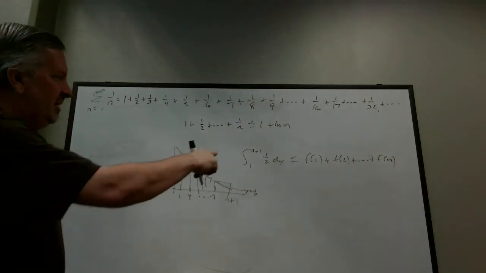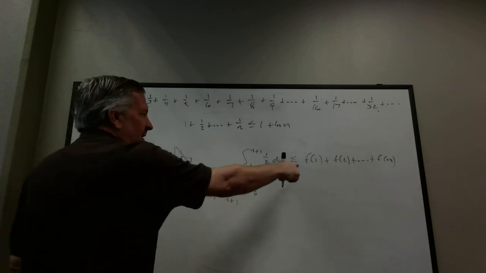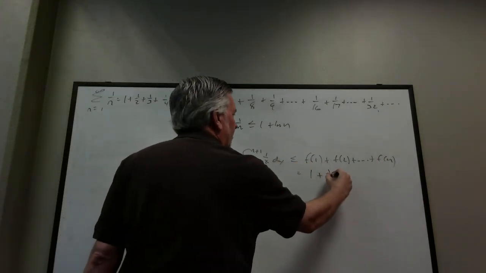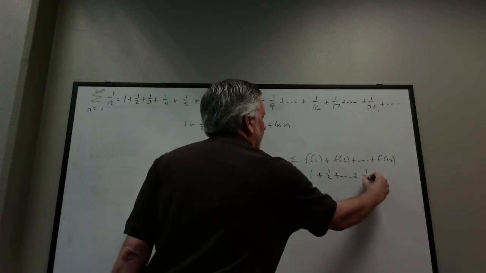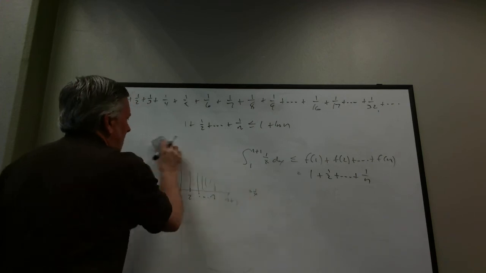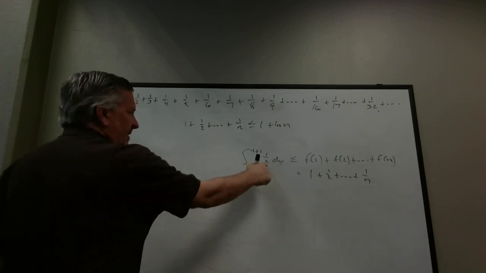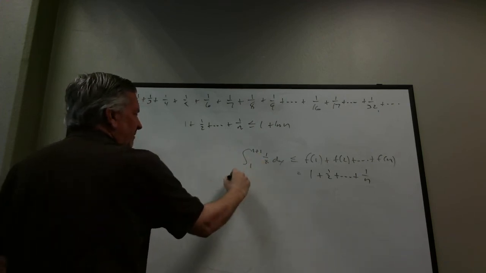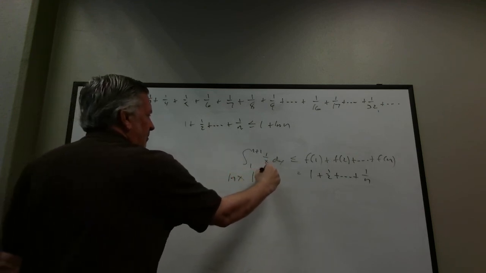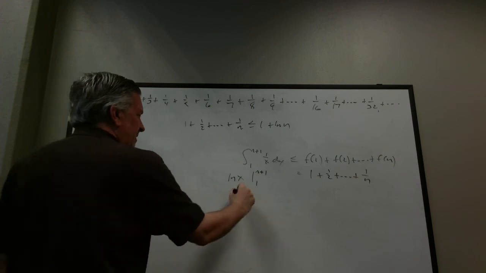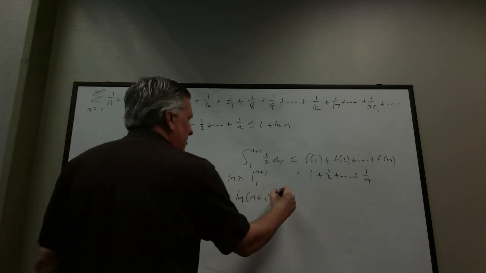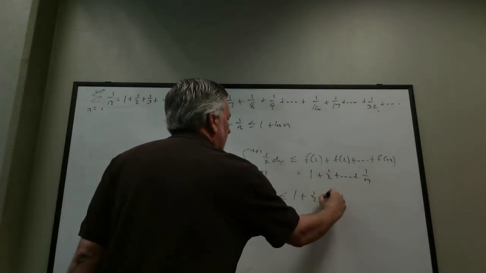But what is f of 1, f of 2, etc.? Remember, we're doing 1 over x, so that's 1 over 1, 1 over a half, etc. And we know we can integrate this. Again, this is natural log absolute value of x. Those are positive, so I don't need absolute value. From 1 to m plus 1. So this is natural log of m plus 1 minus natural log of 1, which is 0. So that's what we have proven here.